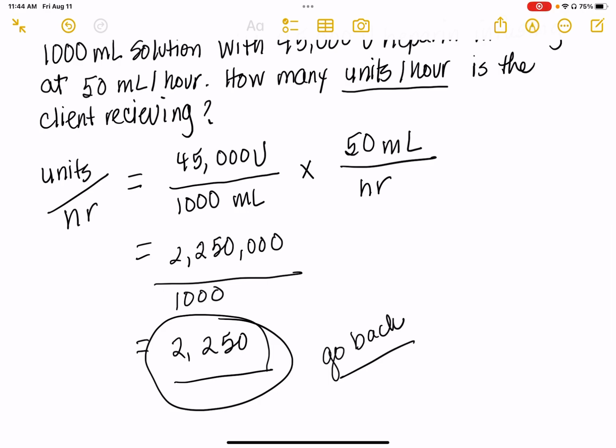So I hope this is helpful. That's heparin IV. Remember, you can do dimensional analysis, and that will keep you from adding things to your problems that you do not need.